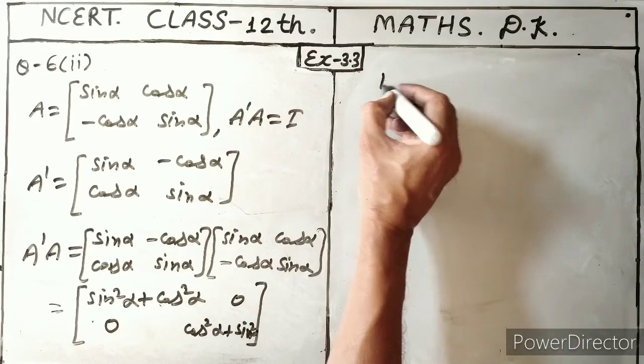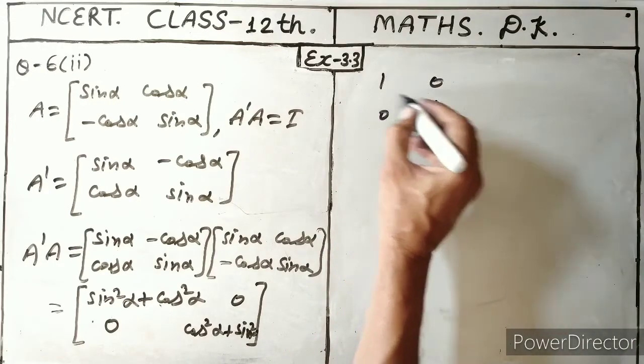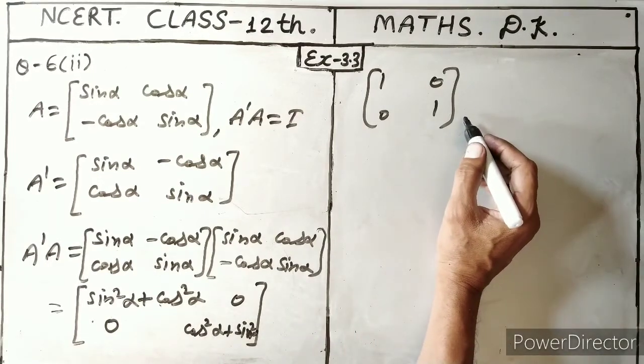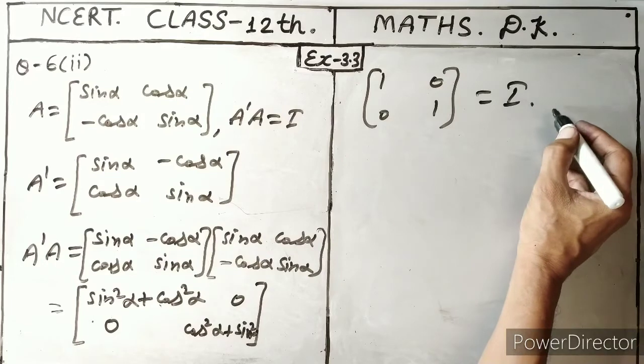And now this is 1 0 0 1, because this is the formula sin square alpha plus cos square alpha, and it is 1. So this is the identity matrix of order 2.